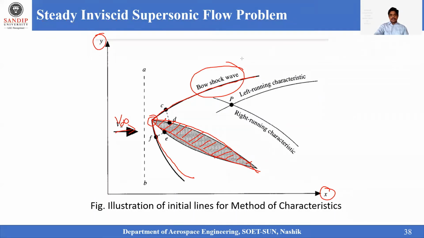Steady, inviscid, supersonic flow problem is what we are going to discuss here. When we are discussing this problem, we have stated that this is the geometry. Now our interest is how this particular flow behavior is available on this particular body, and as we have already stated, it is going to result in the hyperbolic equation.